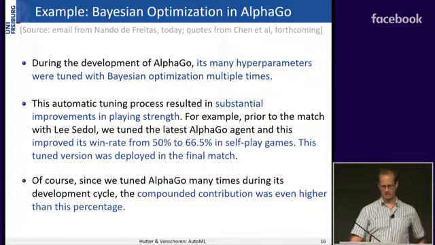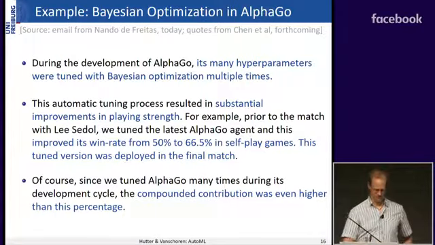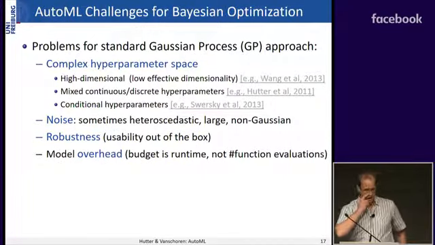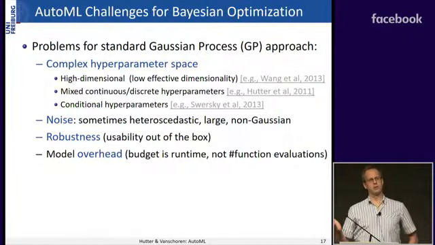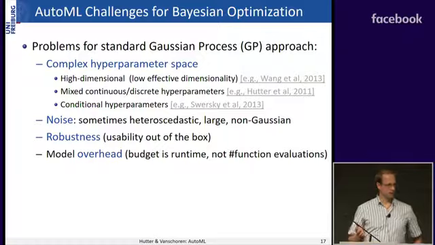And I would have been very surprised if Bayesian optimization was not used in AlphaGo, knowing that Nando is at DeepMind and was involved in the project. Good. So Bayesian optimization is a very powerful method.